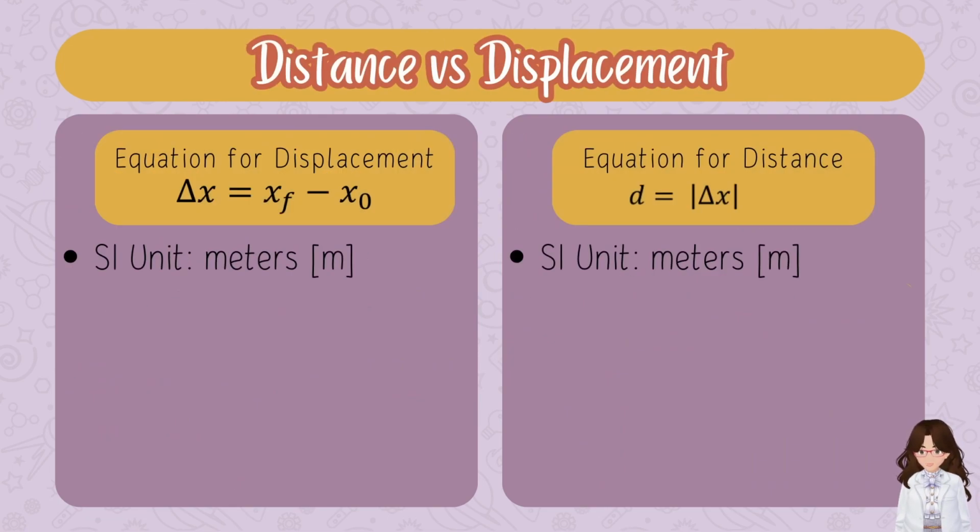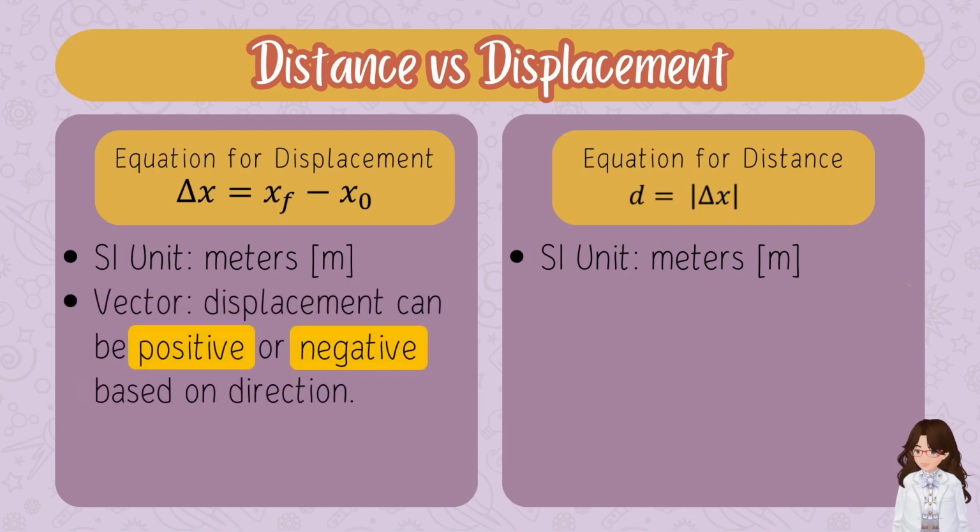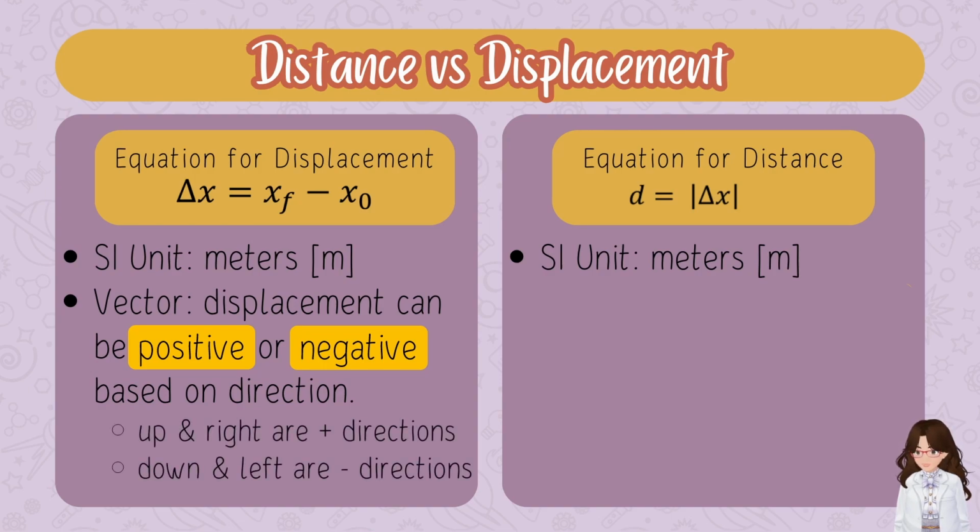When we really start to line these two up side by side, they do have some things in common. In particular, sometimes students will get them confused because their unit of measurement is the same. Their SI unit is meters in both cases, which we use the letter m to represent. But displacement is a vector because displacement can be positive or negative based on the direction of motion. In this case, up and right are positive directions, just like you learned in math class, and down and left are negative directions. So depending on which way the object ends up moving, it may be a positive or negative displacement value.